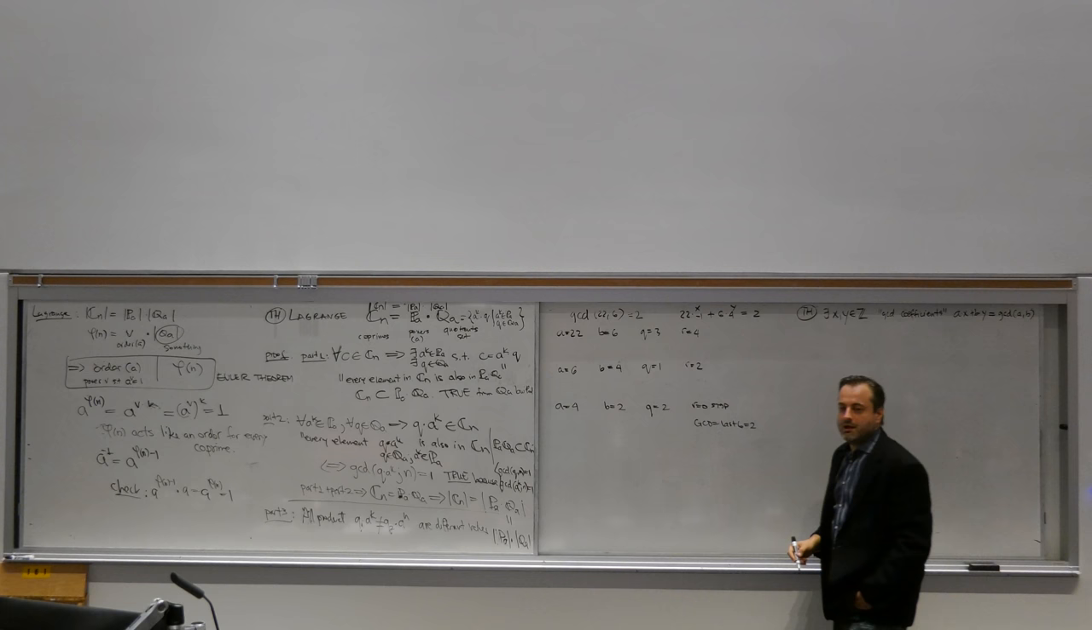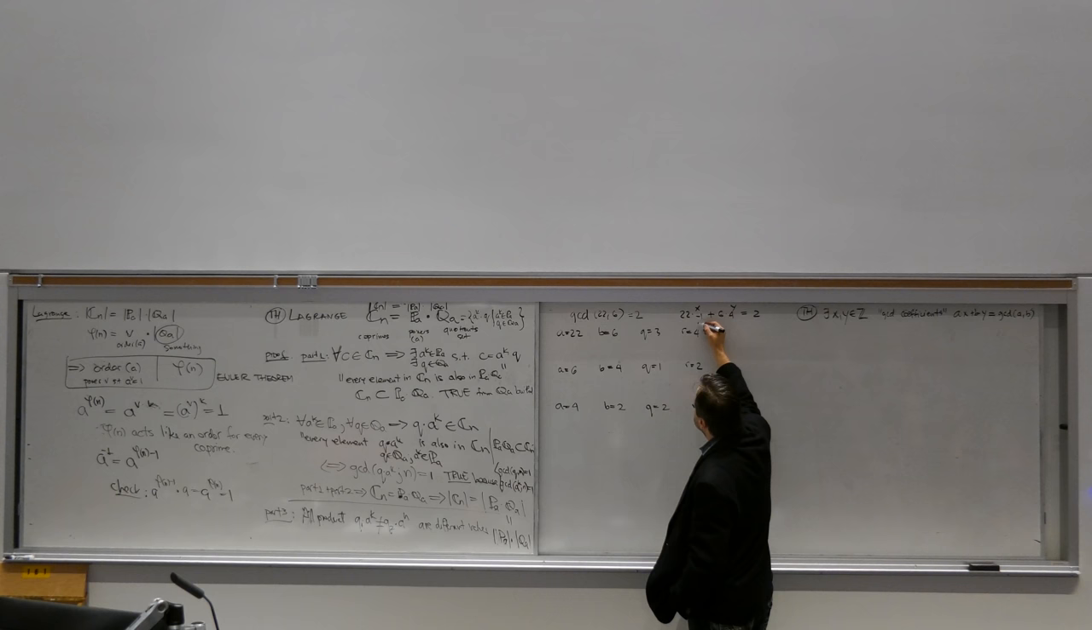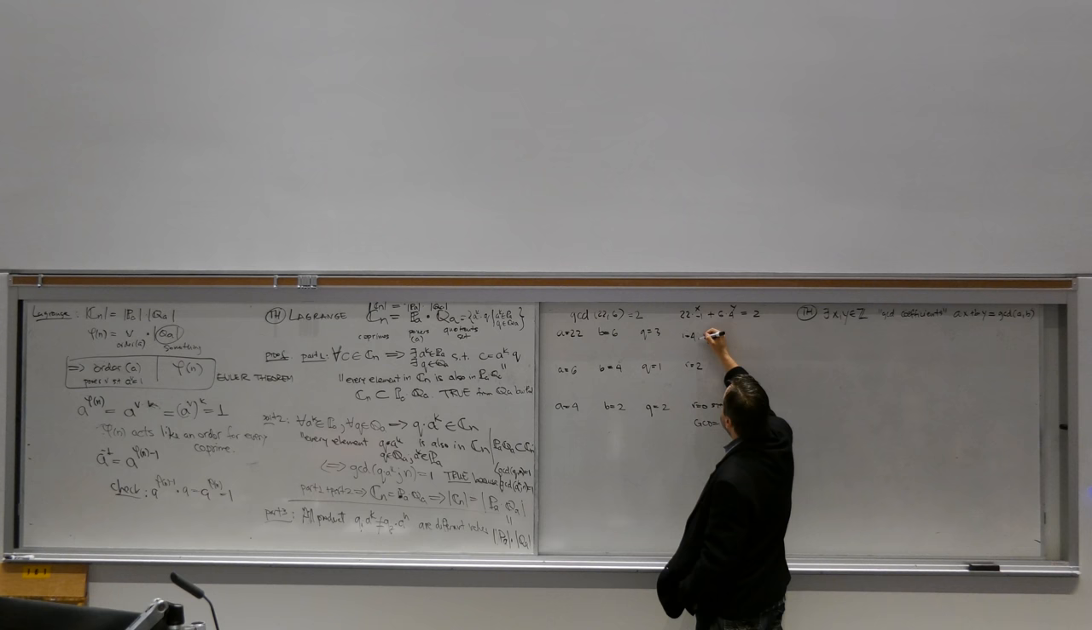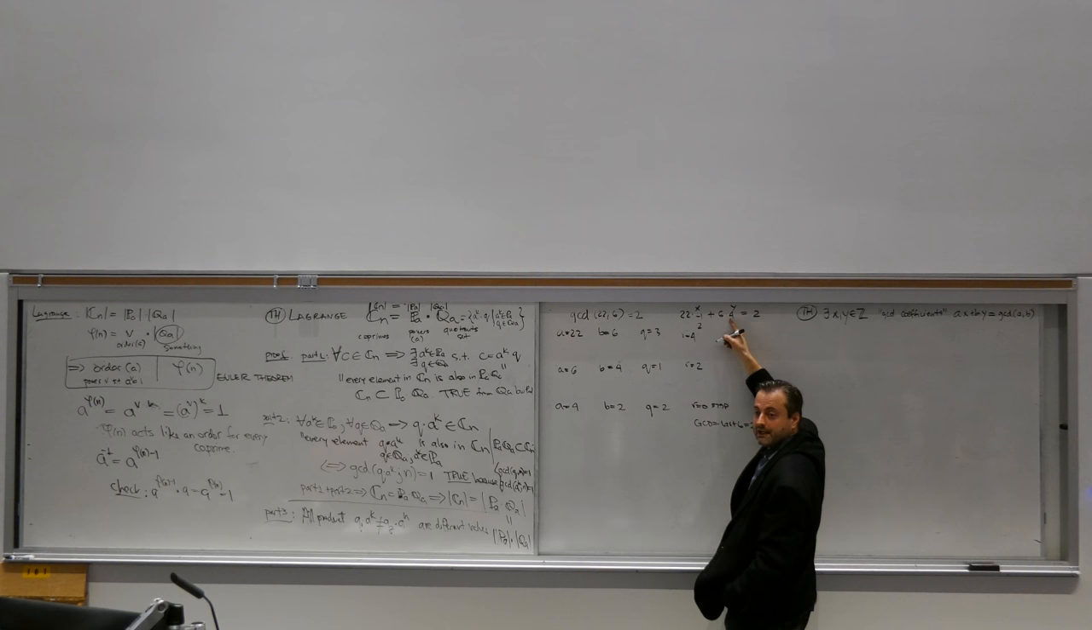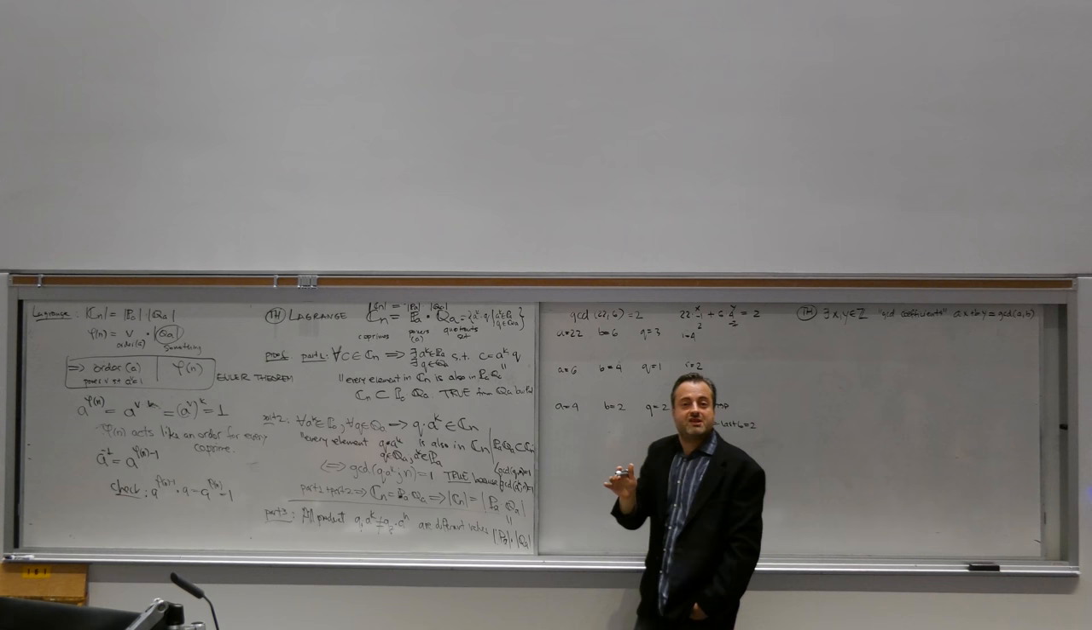Now, this is not unique. I could have picked different values. Right? How about I pick here, say, 2. 22 times 2? 44. What do I need to subtract to get 2? I need to subtract 42, so that would be like minus 7. So the coefficients are not unique.